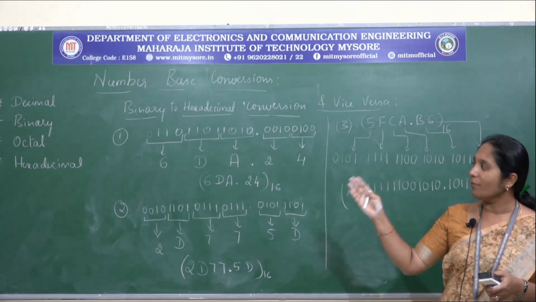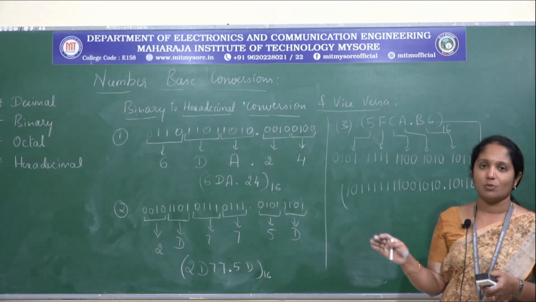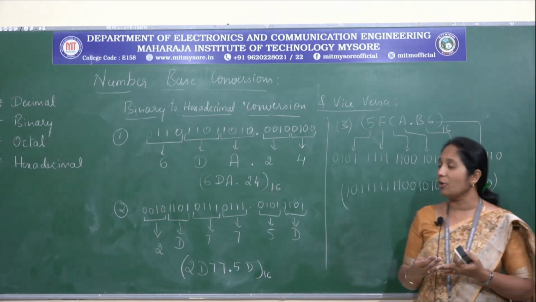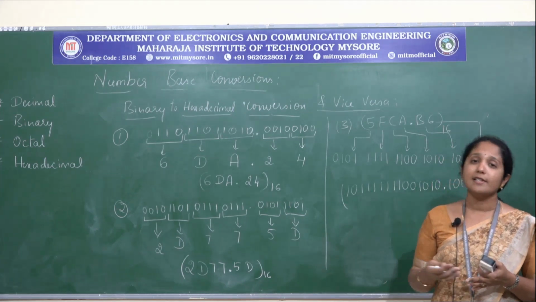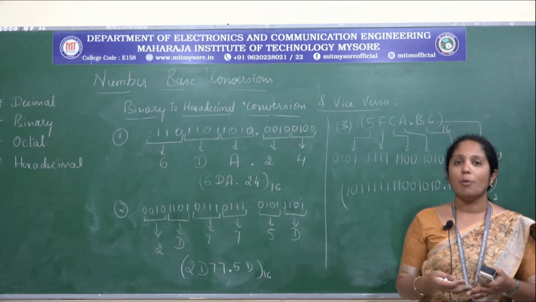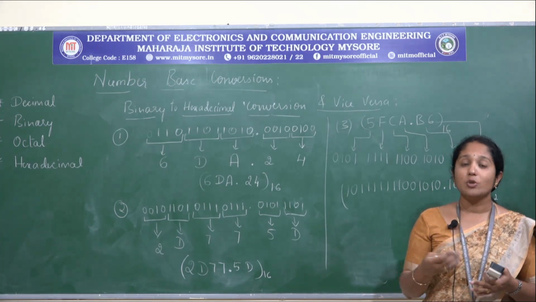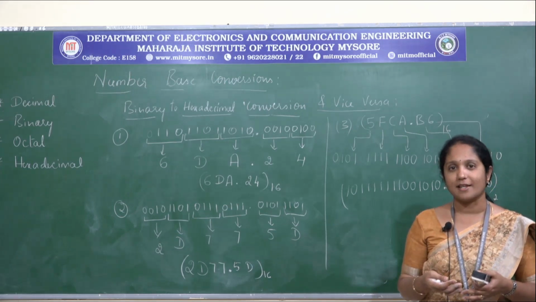Next, we learned binary to octal, binary to hexadecimal and vice versa. So all the conversions have been discussed. Now in the next class let us understand the complements. We will discuss the complements and how to use those complements in subtraction. These are the things we will be discussing in the next class.